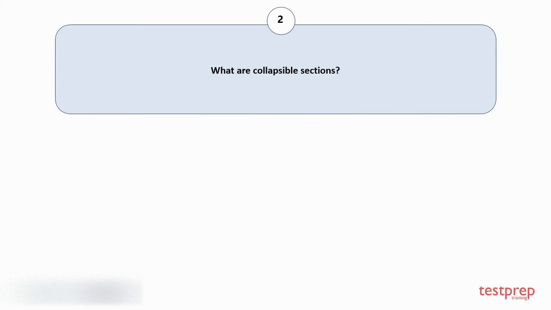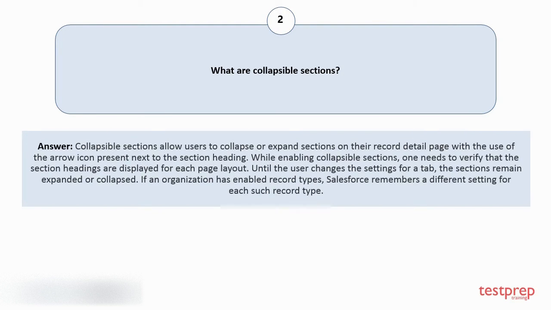Question number 2, what are collapsible sections? Your answer is, collapsible sections allow users to collapse or expand sections on their record detail page, with the use of the arrow icon present next to the section heading.